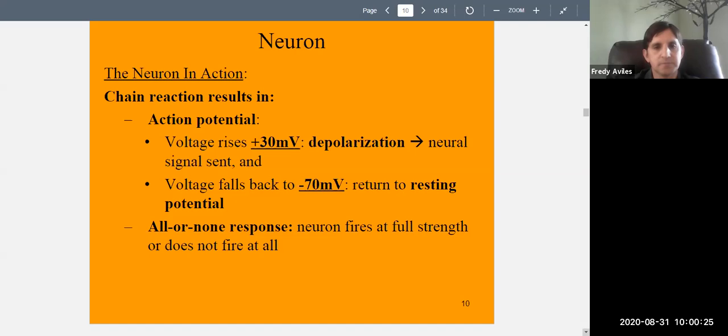It sends a signal. All or none response means that the neuron fires at full strength, or it doesn't fire at all. The neuron has been said to be like a loaded gun. Okay, if you squeeze the trigger just a little tiny bit, and then you let go, the gun won't fire. That is like a graded potential.